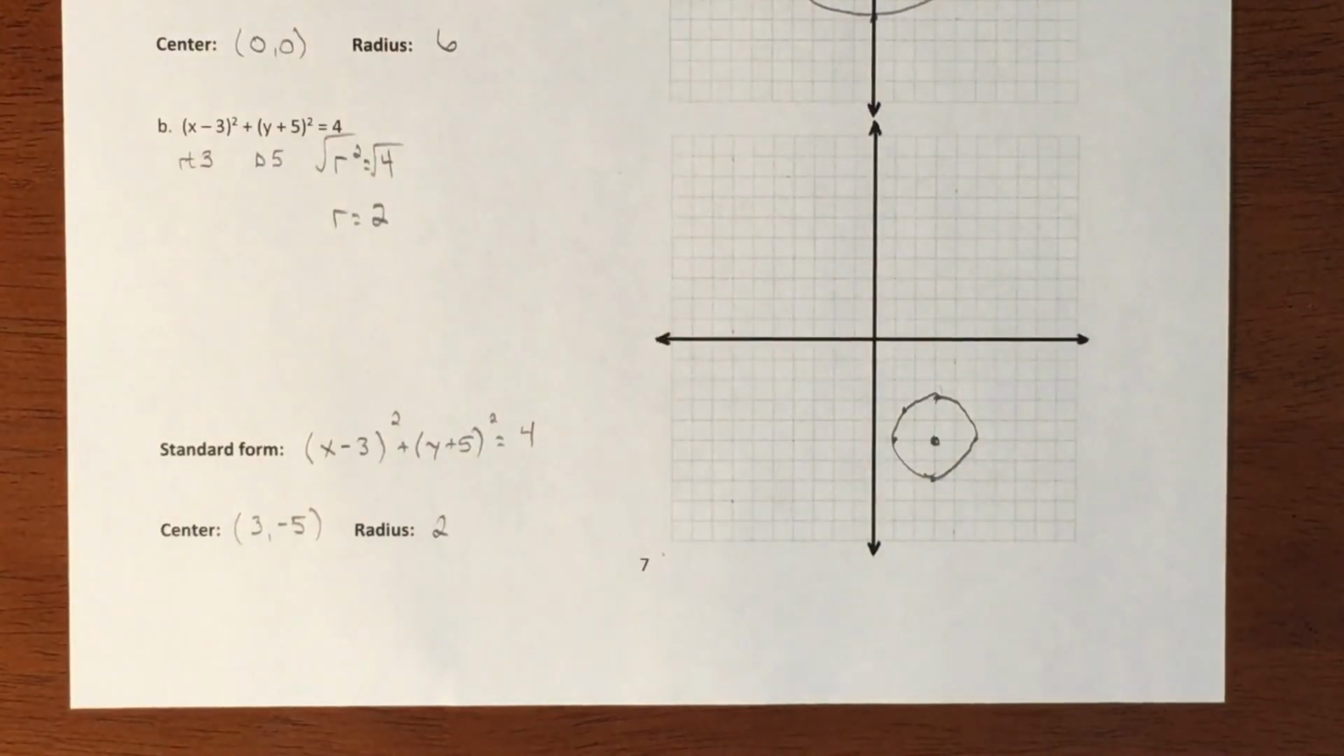Okay, so that's the first two examples, and then the next two examples are not going to be in standard form, so we're going to be using completing the square to get them ready to graph.